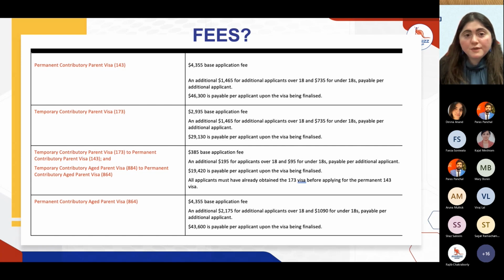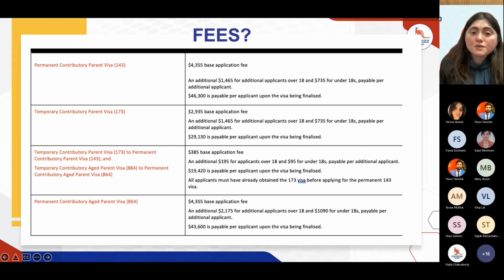So if you are lodging a 143 paper application, you pay the $4,355 plus the $1,465, or if you have children, please make sure that the child is eligible to lodge as a dependent, in case you're adding the child. The $46,300, like we discussed, is the contributory parent visa contribution. So you have to pay a lump sum amount if you are asking for permanent residency for a 143 visa.